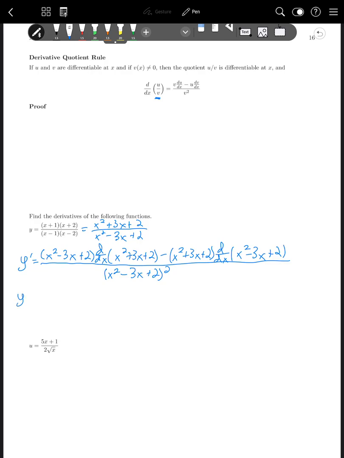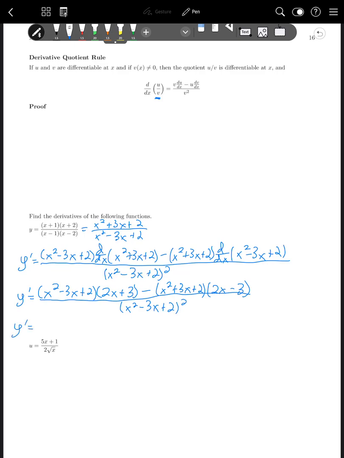So we find the derivative. We find these derivatives, so x squared minus 3x plus 2 times the derivative. Well, the derivative of x squared is 2x, the derivative of 3x is 3, and the derivative of 2 is 0. So that's 2x plus 3 minus x squared plus 3x plus 2 times 2x minus 3 all over x squared minus 3x plus 2 squared, and then we would multiply those out.